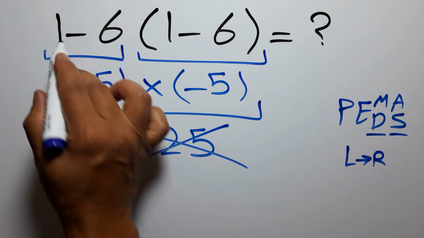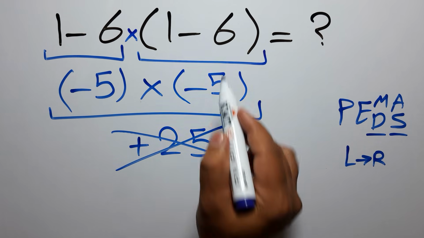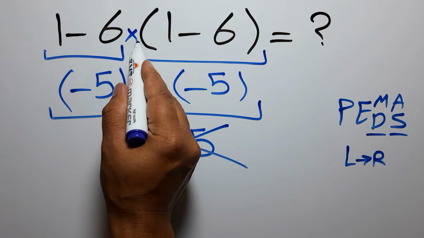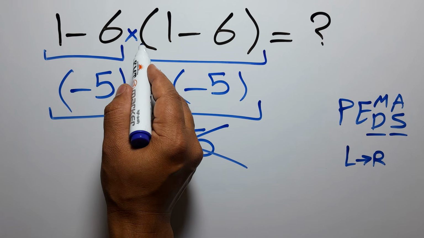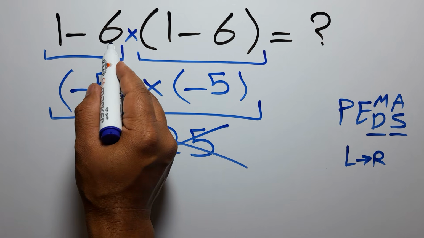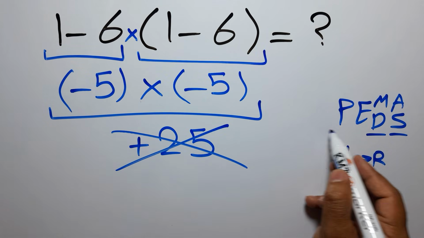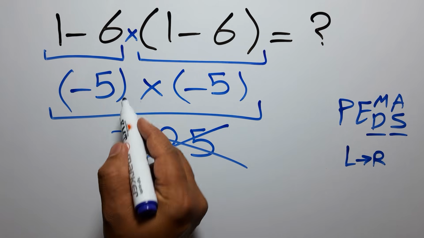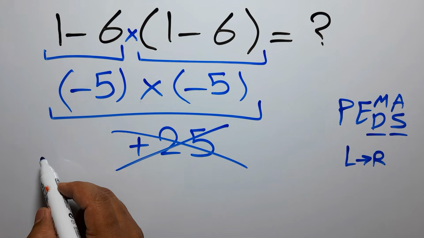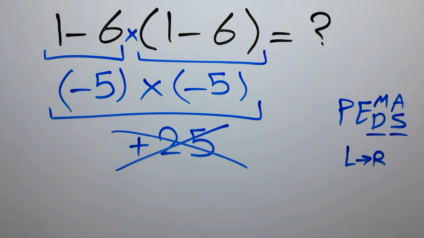In this expression, we have one subtraction, one multiplication, and one parenthesis. Inside this parenthesis, we have one subtraction. Here we have a multiplication because in mathematics, when a number is placed next to parentheses, it means multiplication, and we usually don't write the multiplication sign for brevity. Okay, so according to PEMDAS, first we have to do this parenthesis, then this multiplication, and finally this subtraction. If we do this subtraction before this multiplication, it is wrong.